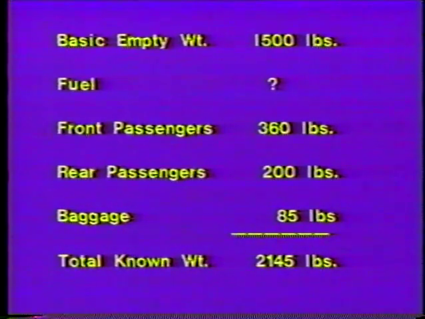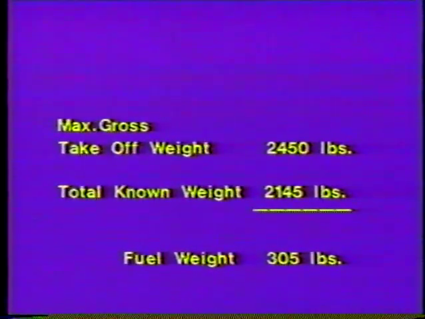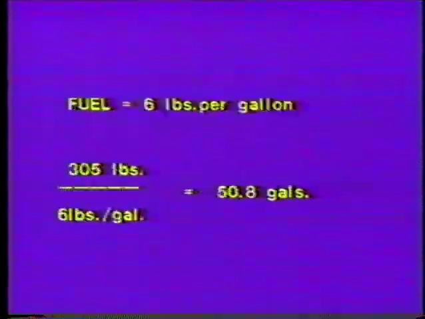Front seat occupants total 360 pounds. Rear seat occupants total 200 pounds. And the baggage weighs 85 pounds. Now, total these known weights. Then subtract this number from the maximum gross takeoff weight. Therefore, 305 pounds represents how much fuel you can load for this flight, given the other weight constraints.